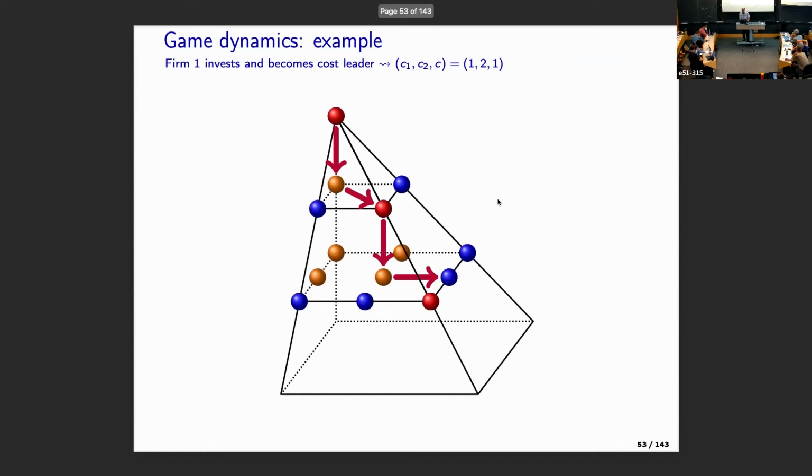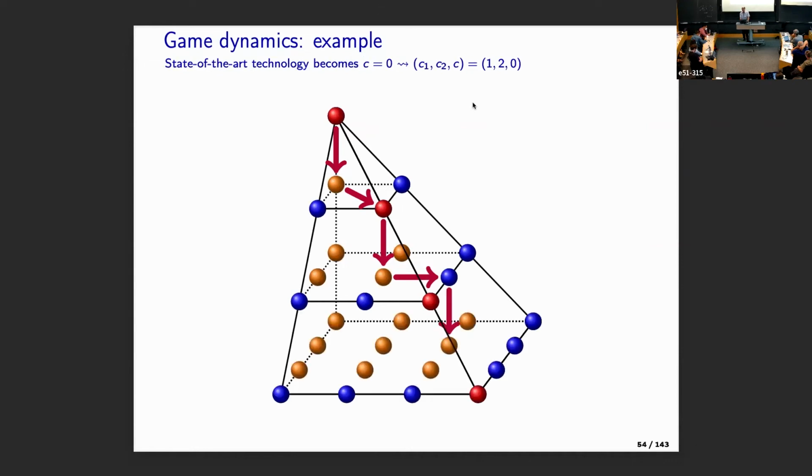Imagine then firm one makes the investment and transfers to this edge, the point of the state space where one of the firms is a cost leader, in this case, firm one. You can see that firm one has the cost one. And again, time passes by, and at some point there's another technological improvement. And imagine that now firm two makes the investment, taking the whole system into another edge point.